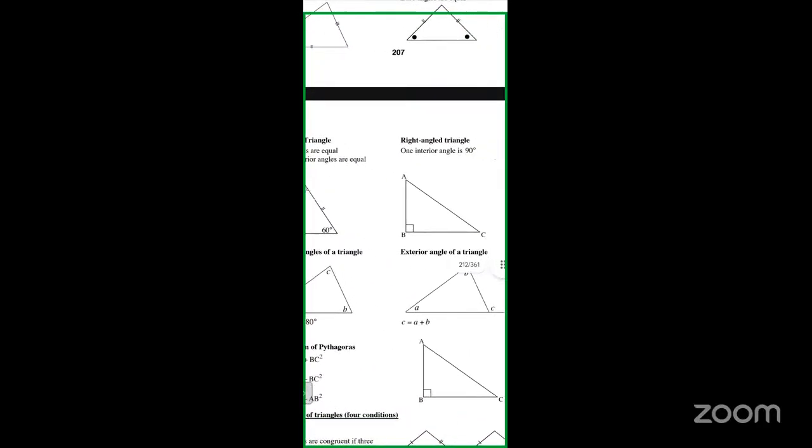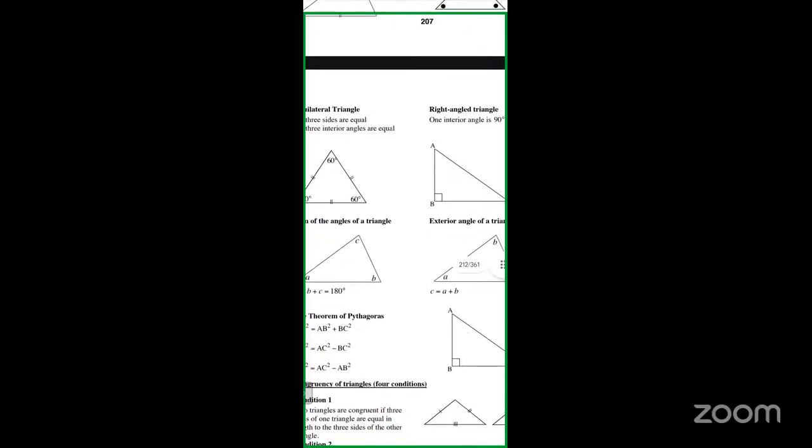Then the right angled triangle, you can tell from that name, right angled, that there must be some right angle there, which is 90 degrees. So they are saying a right angled triangle is a triangle that has a 90 degree angle within it.